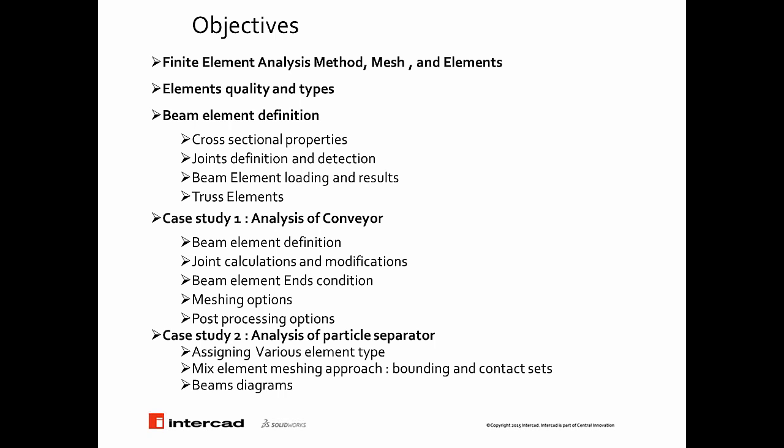We then continue by introducing a very important aspect of doing any structural analysis. We might find it is not always practical to have all the components in an assembly as a beam. Therefore, we have to have a mixed approach, using solid, shell, and beam elements all together. The case study is a particle separator. We will look at how we can manually assign different element types, the mixed meshing approach and bonding contact sets, and also the beam diagram.